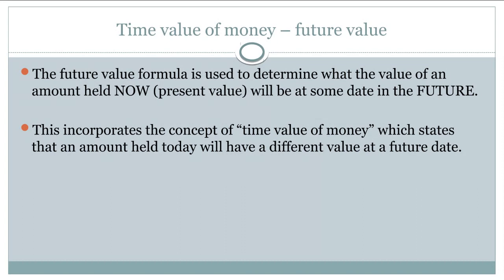Okay, so our future value formula is used to determine what the value of an amount held now, today, day one, present value, will be at some date in the future. So if it's at the end of the year, we're talking about what will the value be at day 365. This incorporates the concept of time value of money, which states that an amount held today will have a different value at a future date.